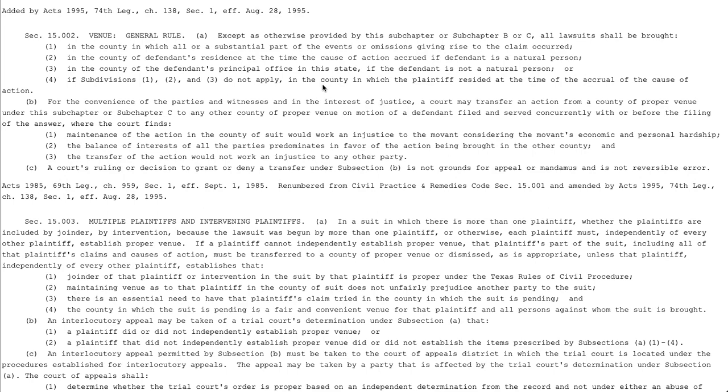So this is where the lawsuit is actually filed. If we determine that the Texas courts have jurisdiction over the parties, then we're trying to determine where we are going to file that lawsuit. And the question is, where would you want the lawsuit filed? These are the rules for where that lawsuit should be filed.